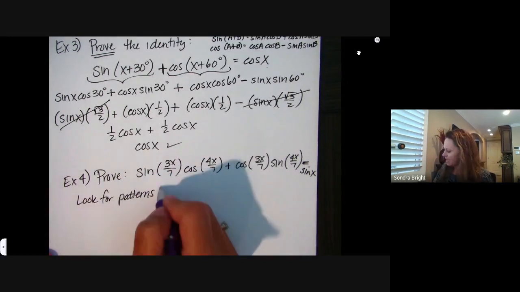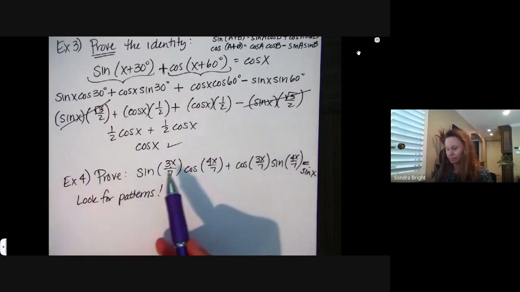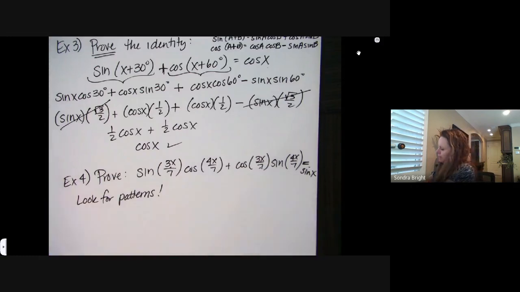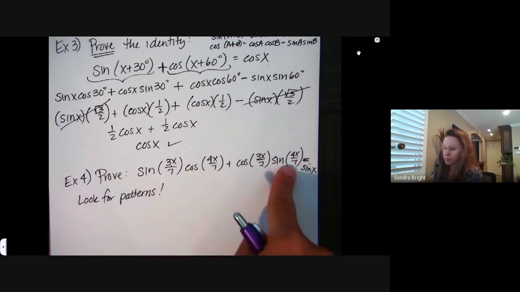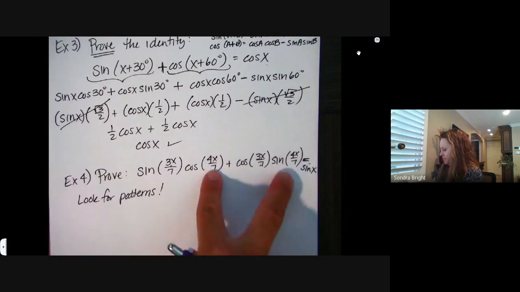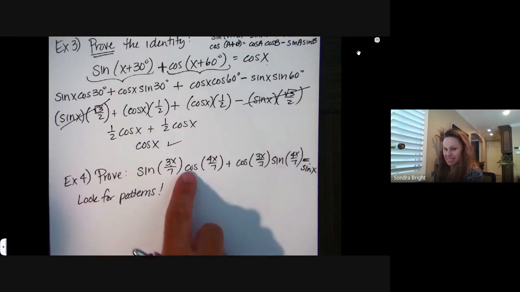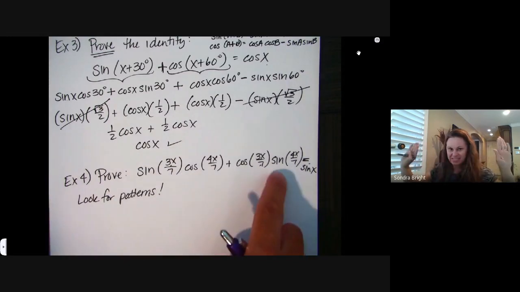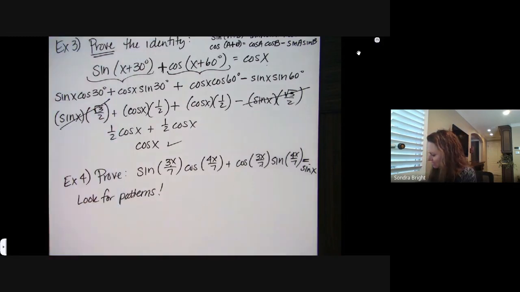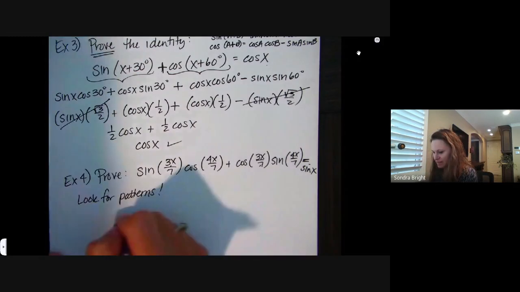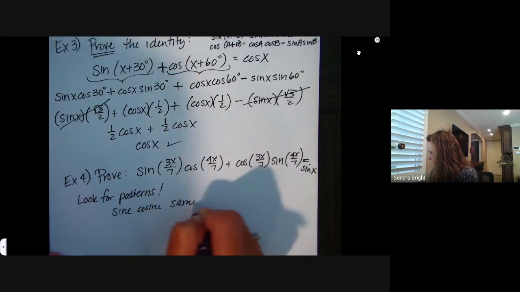I see a 3x over 7 here. I see a 3x over 7 here. So those are the same angle. I see a 4x over 7 and a 4x over 7, so those guys are the same angle. So do you see I have a sine, cosine, cosine, sine? It's a sine, cosine, same sign sandwich.